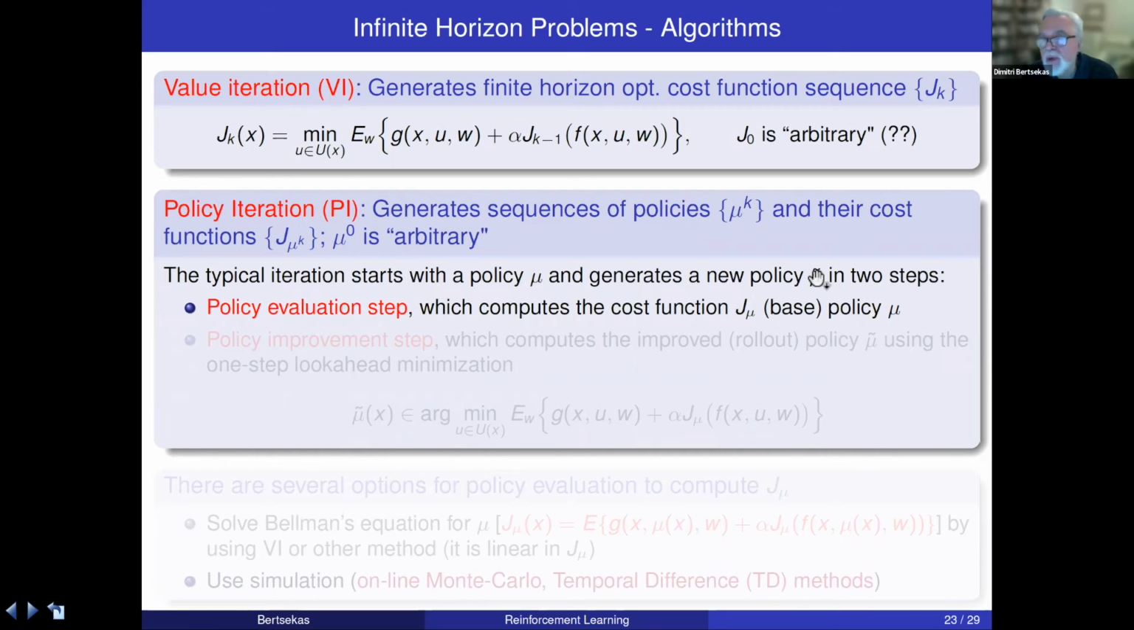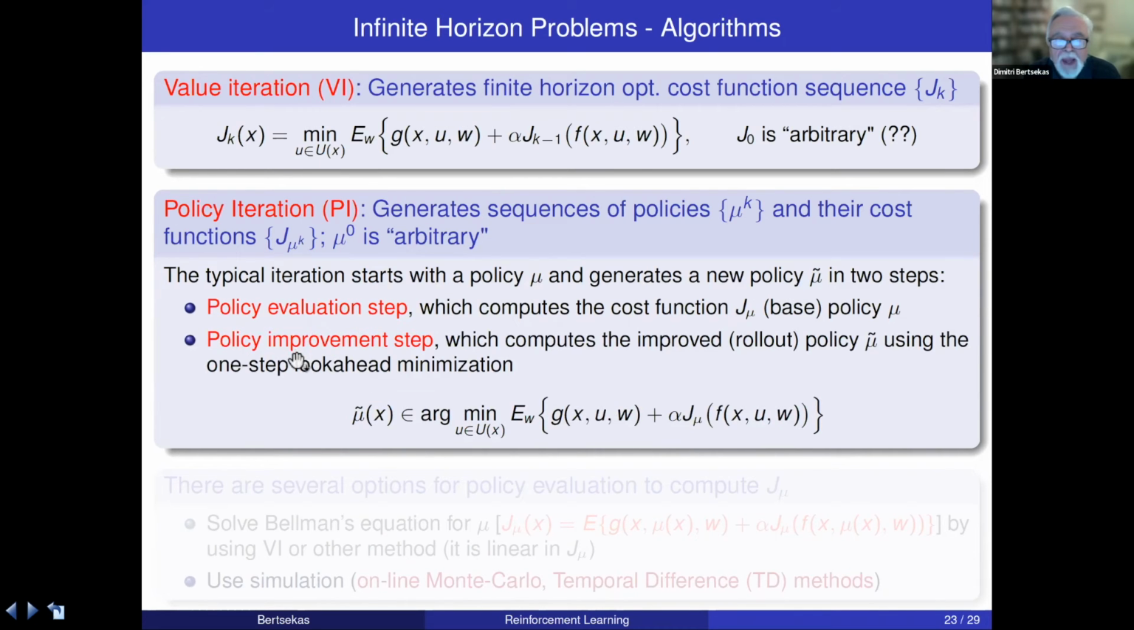The new policy is called the rollout policy. It's obtained by this policy improvement operation, which computes mu tilde by using one-step look-ahead minimization, but with the terminal cost being J mu. So from the first step, I calculate the function J mu as a function of x, and I plug it into this minimization in place of J star. We use the current base policy, and we minimize here, and we obtain a new policy.